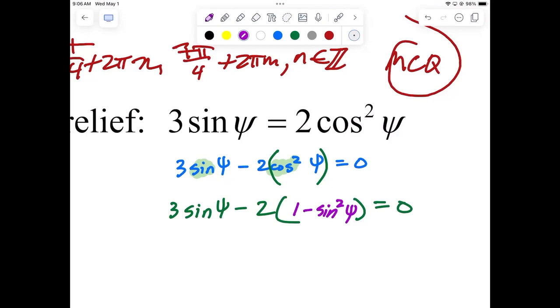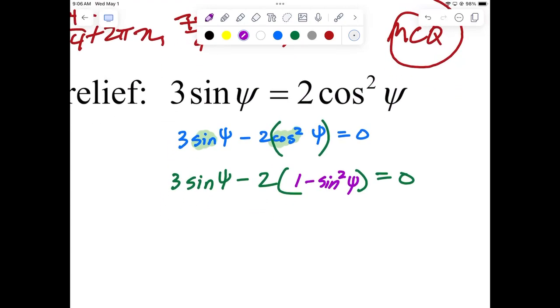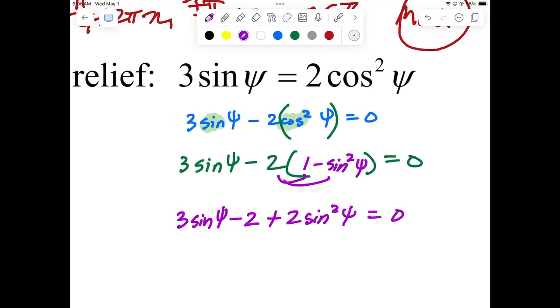And you can write cosecant squared in terms of cotangent squared and vice versa. That's the power of the PIDs. All right. Now, I'm not sure if this is going to bear any fruit, but at least it gives me something to do. I can distribute now, and I get minus 2 plus 2 sine squared of psi. Now it should start looking a little bit familiar to you.